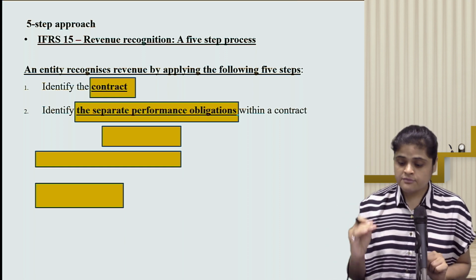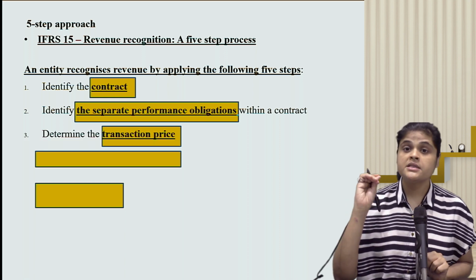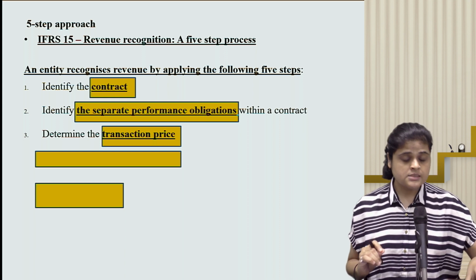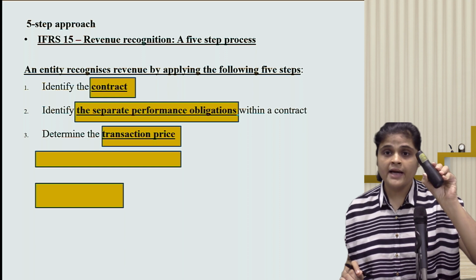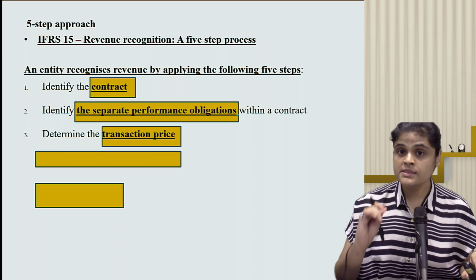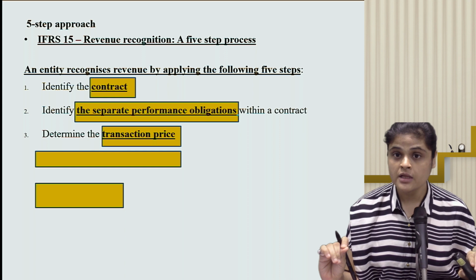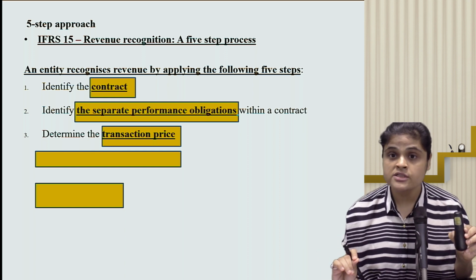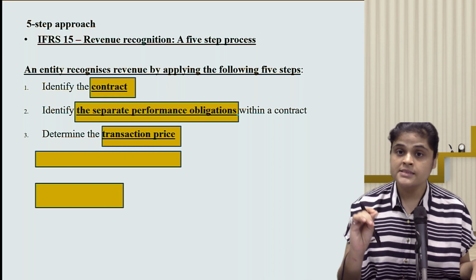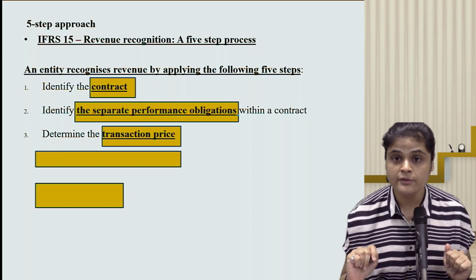Once we finish step number 2, we come to step number 3, where we determine what is the transaction price. Suppose this particular device is available for 1000 rupees in the market. But when I go to the seller as a buyer, the seller provides me 10% discount. So for me, the transaction price will not be 1000, rather it would be only 900. Transaction price is that price for which the transaction will take place between the seller and the buyer.